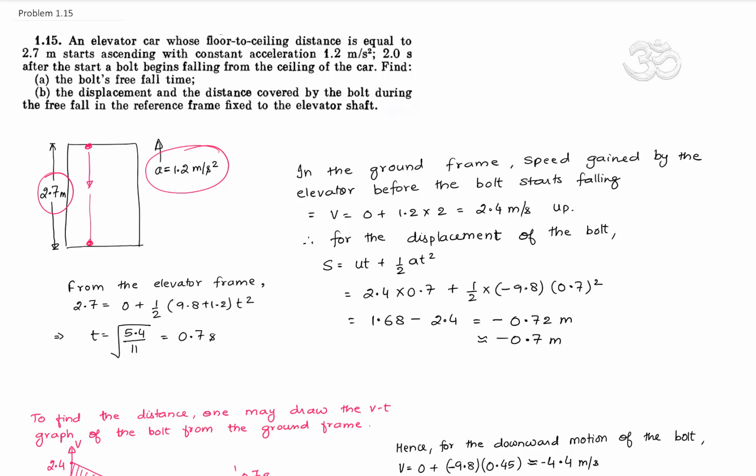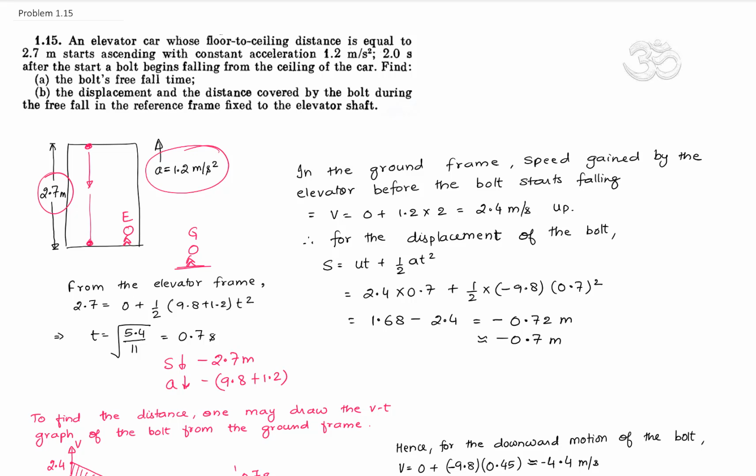Now this can be solved from either the elevator frame or from the ground frame, but it is easier to solve this problem from the elevator frame. So we will try to find out the time of bolt's free fall in the elevator frame. In the elevator frame, the displacement of the bolt is in the downward direction. So the displacement is minus 2.7 meter. The acceleration of the bolt is also in the downward direction. From the elevator frame, it will be 9.8 plus 1.2, but in the negative direction.